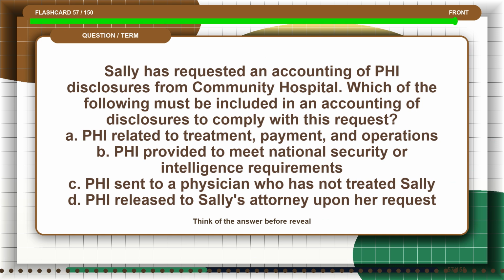Flashcard 57. Sally has requested an accounting of PHI disclosures from community hospital. Which of the following must be included in an accounting of disclosures to comply with this request? A. PHI related to treatment, payment, and operations. B. PHI provided to meet national security or intelligence requirements. C. PHI sent to a physician who has not treated Sally. D. PHI released to Sally's attorney upon her request. Think of the answer before the reveal.